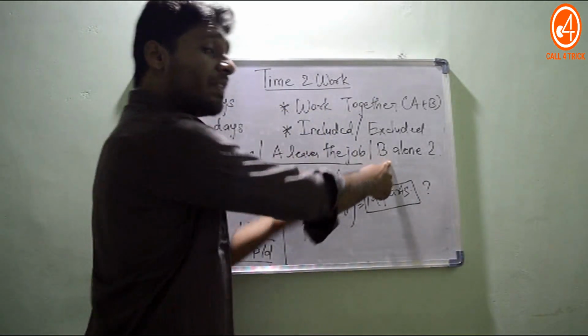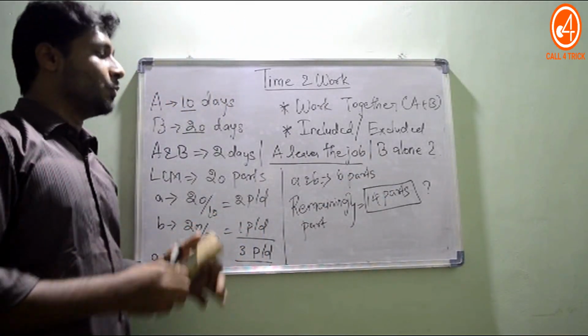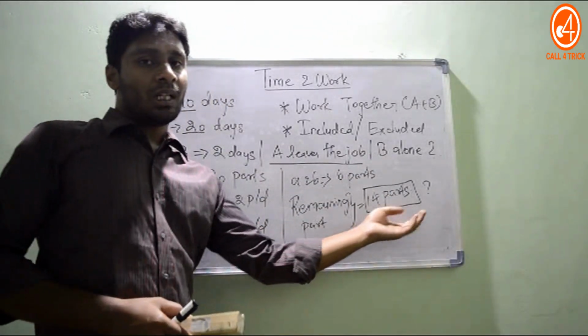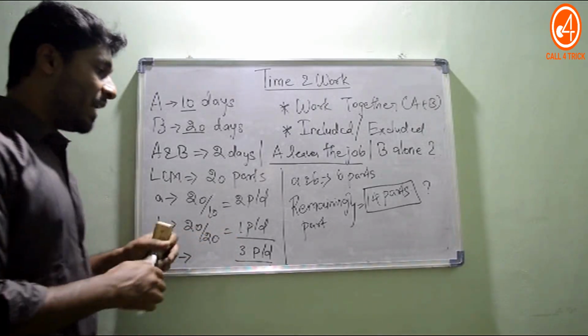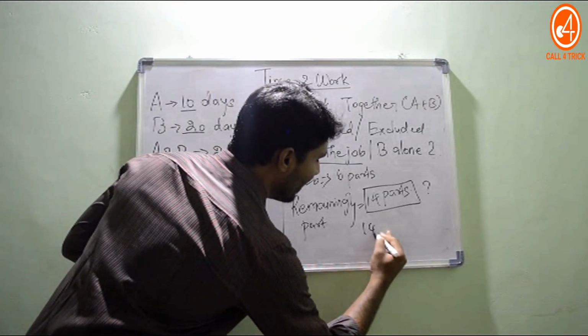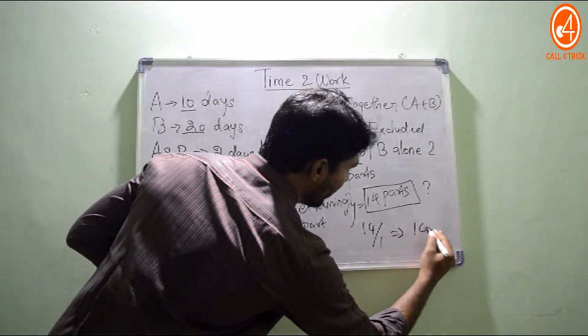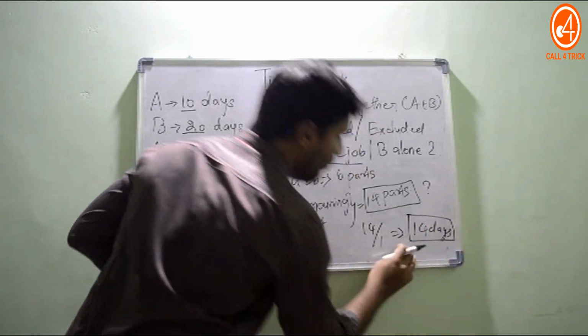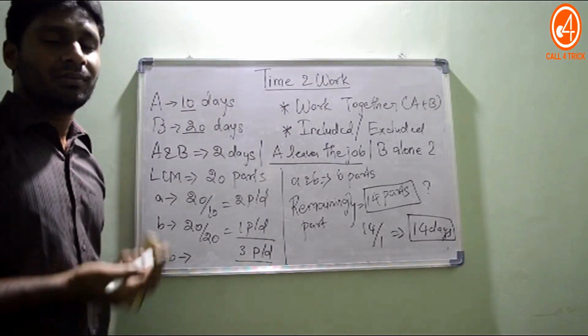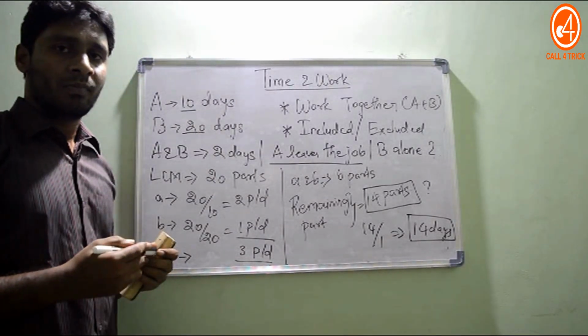Got it? And again, what's B's efficiency? If B alone is doing this work, how many days might he take? Come to this one. Again, B's efficiency is 1 part in 1 day. Got it? So again, we can go like 14 divided by 1. So the answer is 14 days. So B actually needs 14 more days to complete the remaining part of work. That's the answer. Able to follow me?